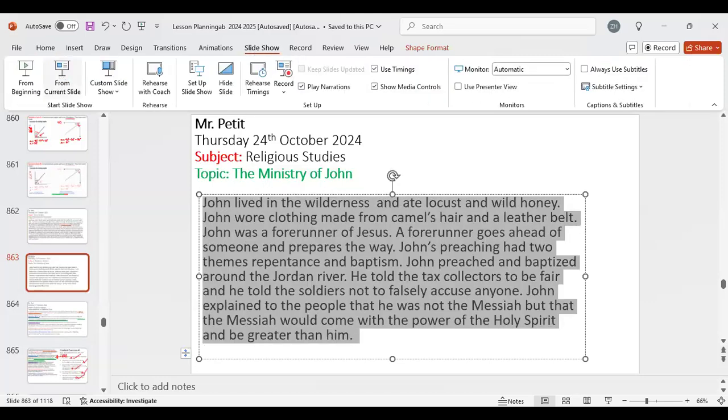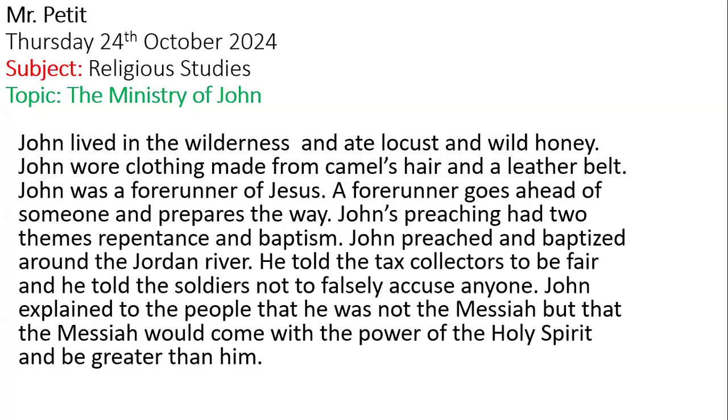So basically, we know from this, where did John preach from? Around the Jordan River. Where did he baptize the people? Inside the Jordan River. What was his dress code and diet? He wore clothes of camel hair and a leather belt. And he ate locusts and wild honey.